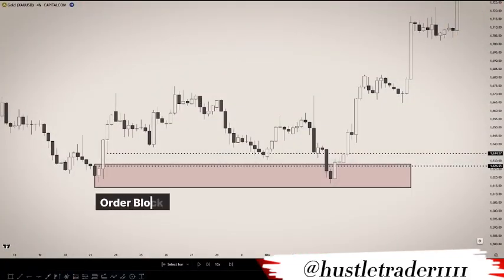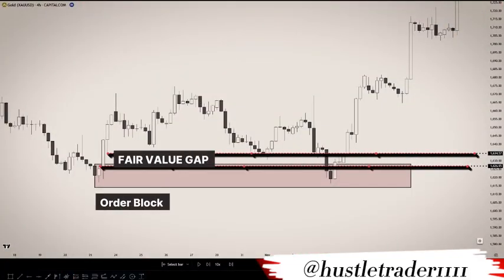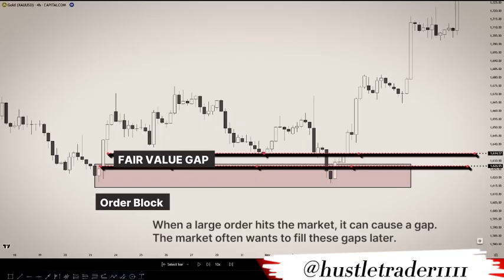These gaps aren't just random. They show where big players made moves. When a large order hits the market, it can cause a gap. And the market often wants to fill these gaps later.